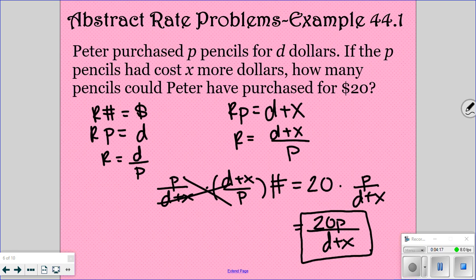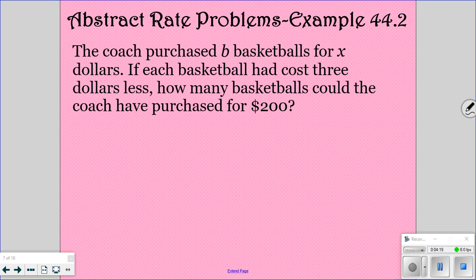So let's look at another example. The coach purchased B basketballs for X dollars.